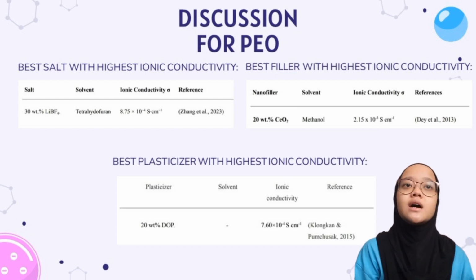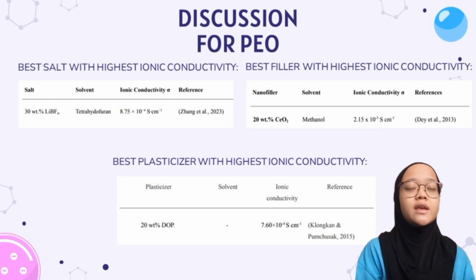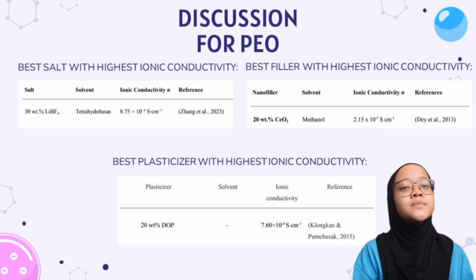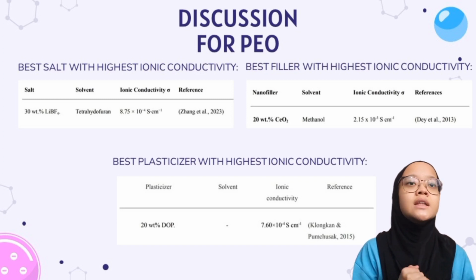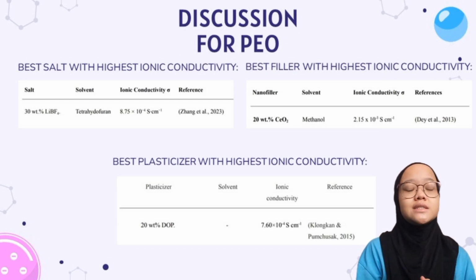Next, in the category of filler, the highest ionic conductivity obtained was 2.15 times 10 to the power of -3 S/cm by adding 20% of cerium dioxide to the PEO mixed with potassium iodide system. This is because of the dielectric effect of cerium dioxide nanoparticles that plays a significant role in affecting the ionic conductivity.